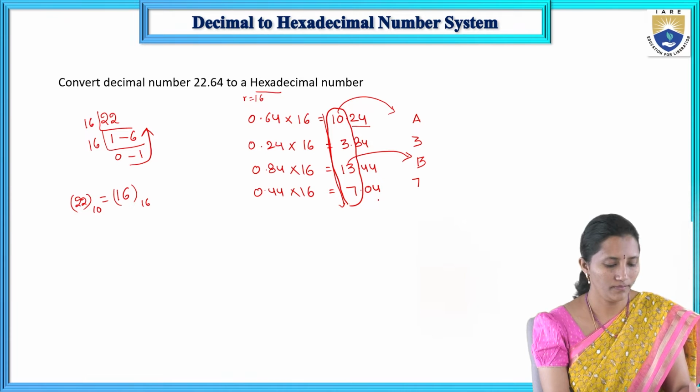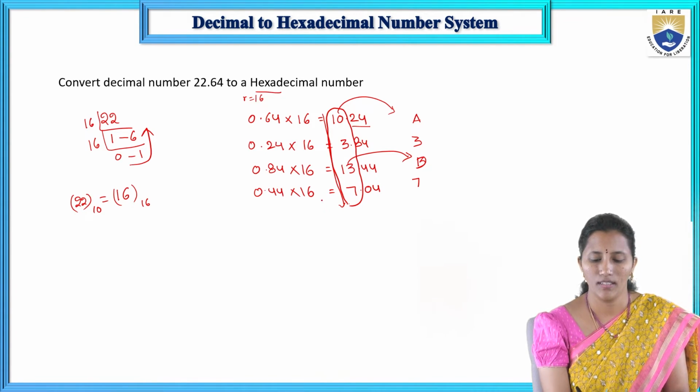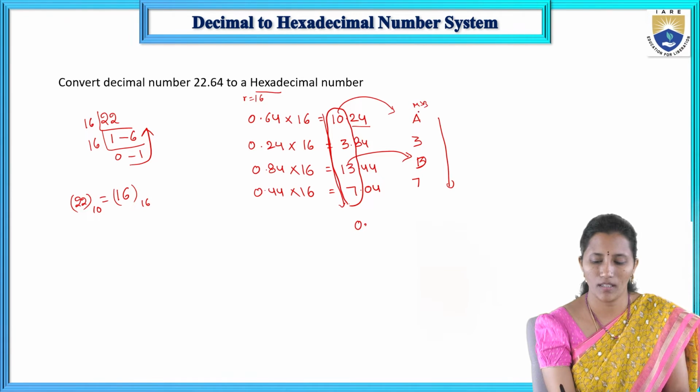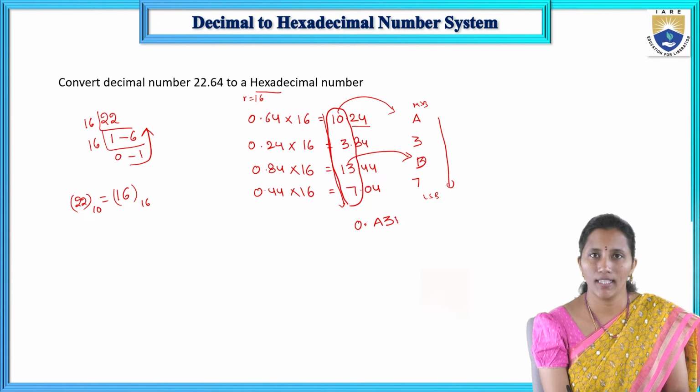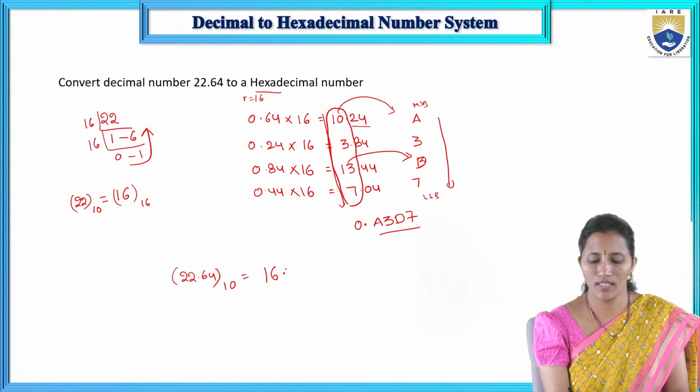Okay, 13 is represented by D and 7. So here we have to write these values from top to down. This is the MSB, this is the LSB in the fractional part. So A 3 D 7. So combine the integer part and fractional part. So the total 22.64 will be represented as follows. Here 22 is represented by 16 as the integer part and the fractional part is A 3 D 7.